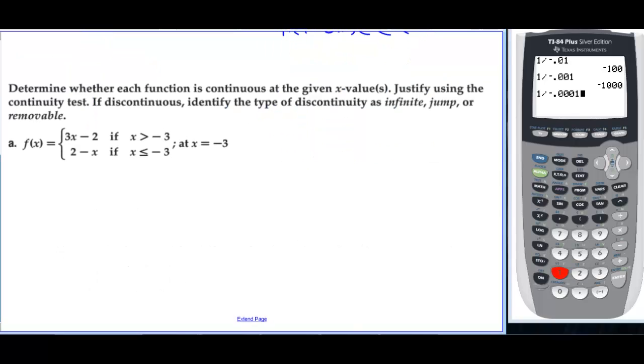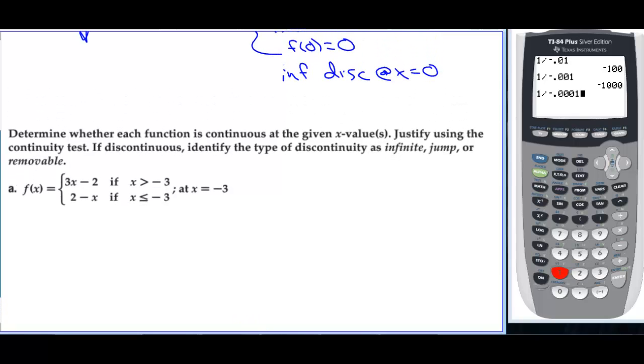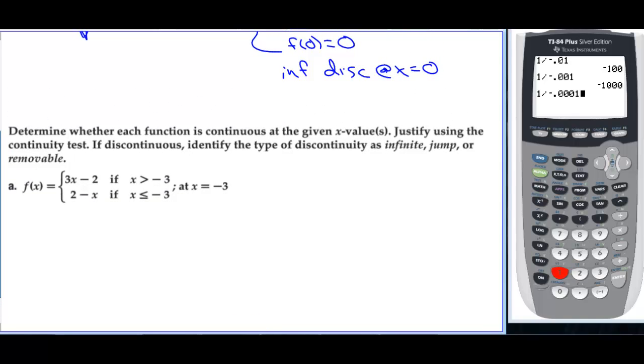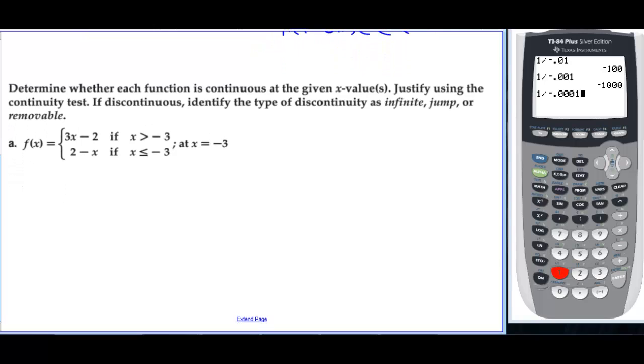Determine whether each function is continuous at the given x value. Justify using the continuity test. If discontinuous, now identify the type. I don't think I did before. Oh, I did. I didn't need to, though. It wasn't in the instructions, so that was some extra answer.